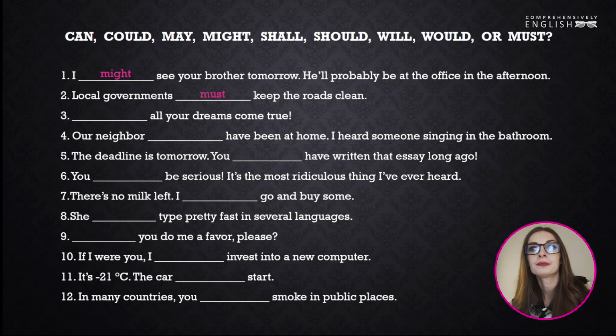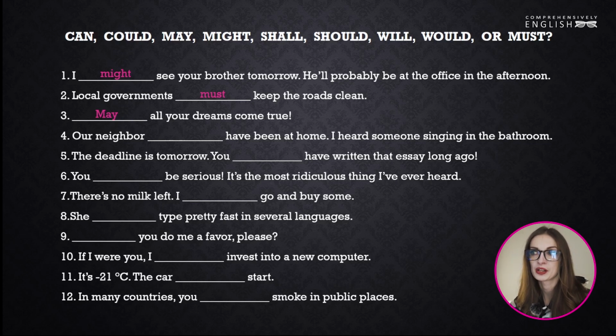Number 3. Your dreams come true. What is the correct option here? It is may, because it's a wish. It's an optative sentence. May all your dreams come true. May you live long. May God bless you. Whatever.